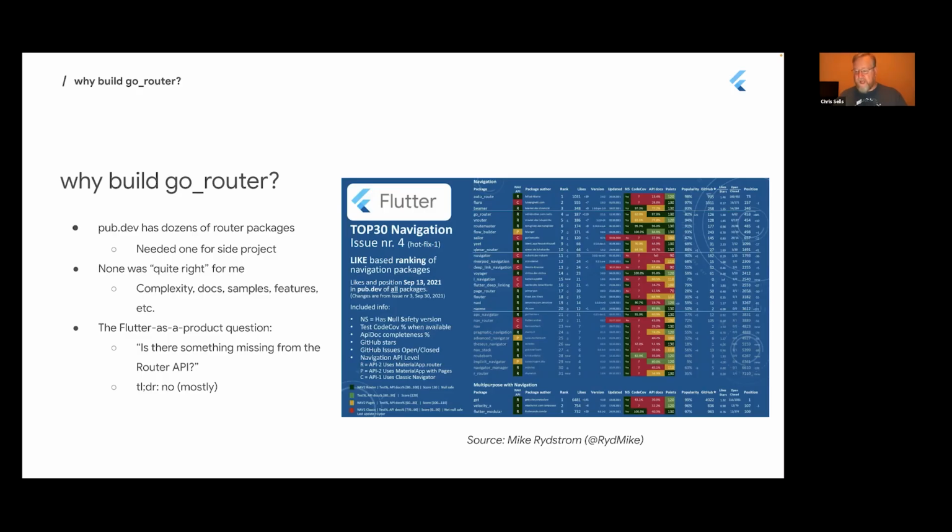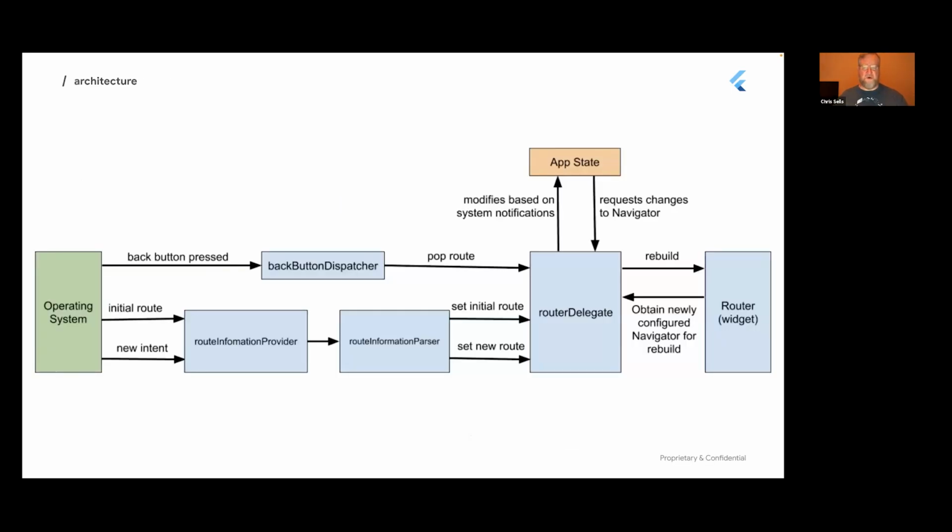So the good news is the router API, while more complicated than we would like, is also very full-featured, and you can build a full-featured router that is also easy to use on top of it. It's got its rough edges like everything does, but largely it works very well. And so the result is GoRouter.